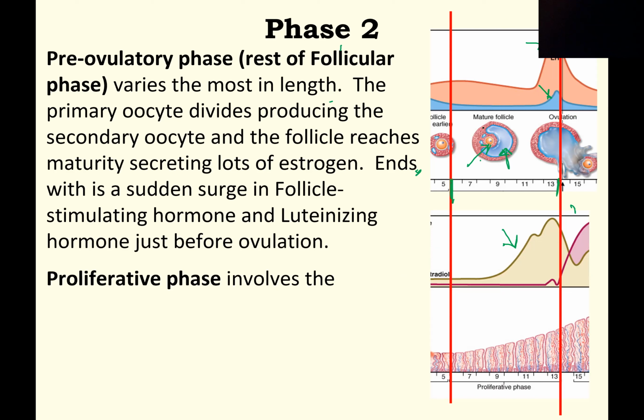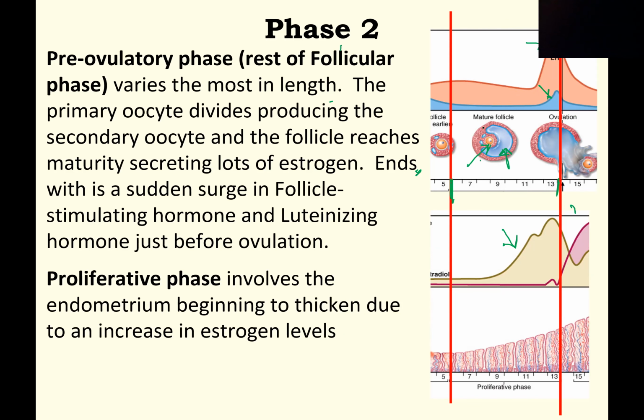In the uterus, we have the proliferative phase. It involves the endometrium thickening due to the increase in estrogen levels, which is coming from the matured follicle.